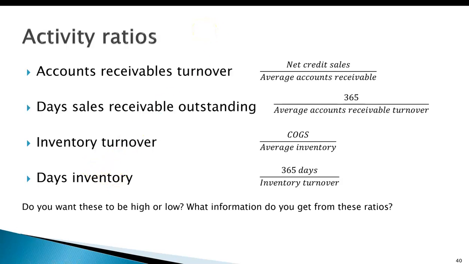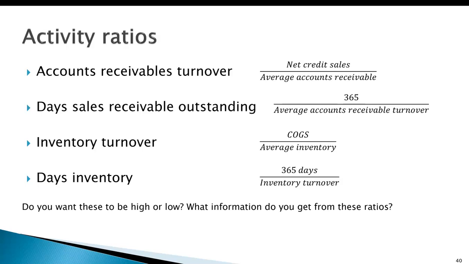All right, activity ratios. Activity here means operating your business, doing things, selling stuff, inventories, that kind of thing. So a lot of these are about managing your current accounts: inventories, receivables, payables, that kind of thing.